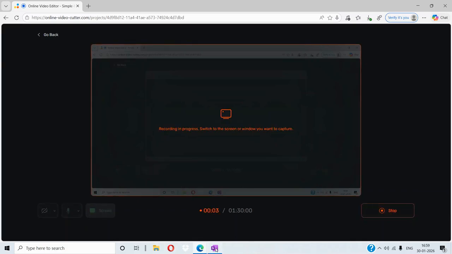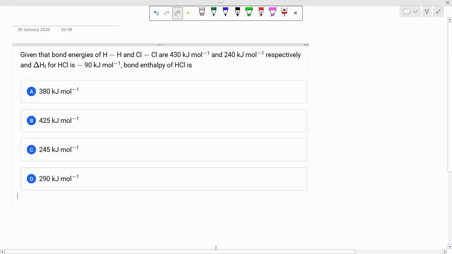Hello students, today I am going to solve one NEET based question, a previous year question. That's why I have selected this question in thermodynamics. If you have learned about this concept, definitely you are having 4 marks in your hand. So this is an important concept, that's why I'm dealing with that one.